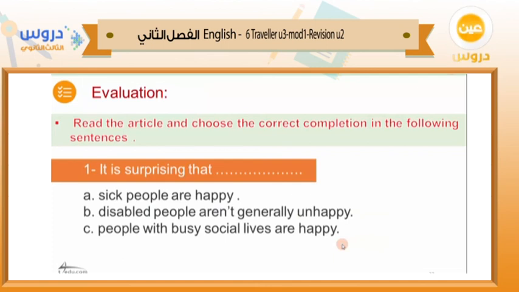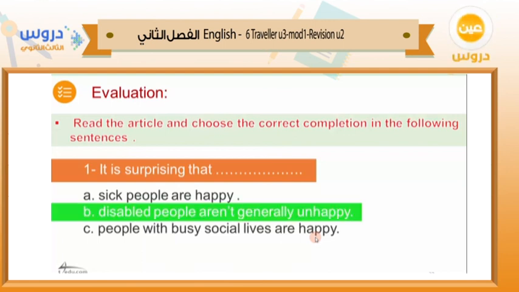Now let's go and check for more questions about the reading, about the social experiments of Dr. Mihaly. So read the article and choose the correct completion in the following sentences. It is surprising that what? You remember, if we go back to the text, it is surprising that what? Sick people are happy? Disabled people are not generally unhappy? Or people with busy social lives are happy? Which one is the best completion to the first sentence in number one? Is it A or B or C?